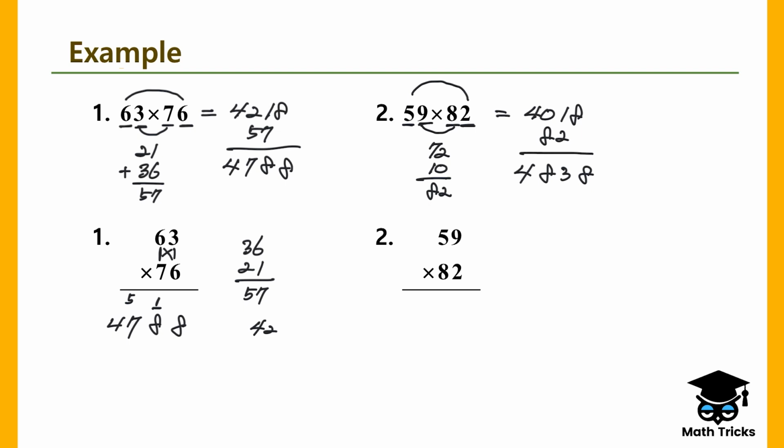Right? Number 2, 9 times 2, 18. So 8, 1. 2 times 5, 10. 72. So 82 plus 1, 83. 83. 5 times 8, 40. 40 plus 8, 48. Right?